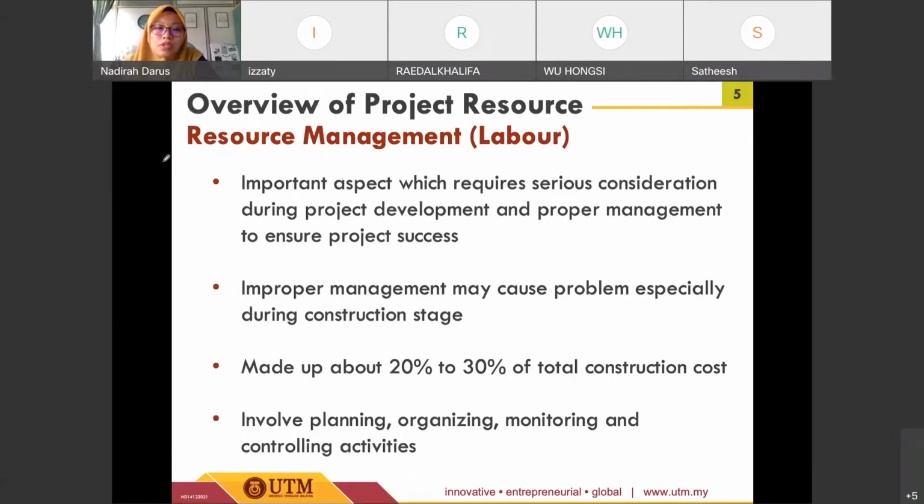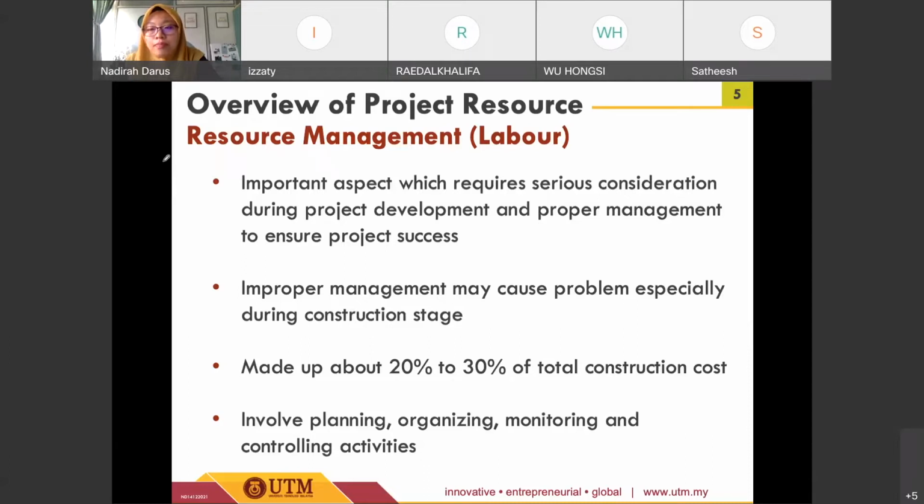Okay, as I mentioned previously, we need the manpower, we need the labor to carry out the works, to construct the works. That's why it is very vital for us to take serious consideration for labor management and proper management for the specific labor, because improper management can cause several potential problems, especially during the construction stage.